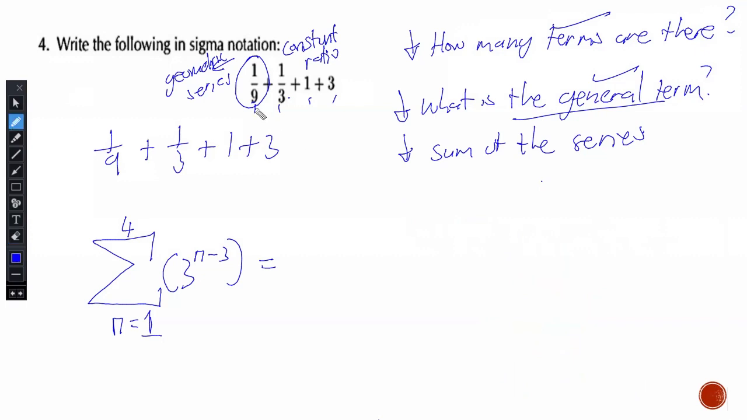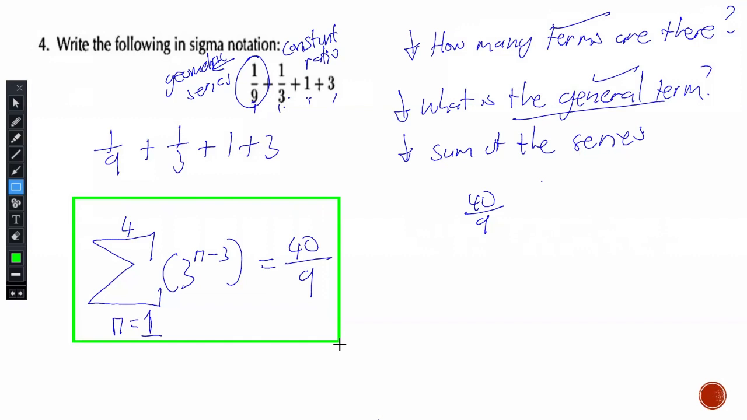In order to get the sum of the series, all you have to do is add all these 4 terms that you are given here. So you will say 1 over 9 plus 1 over 3, then plus 1 plus 3. Then we find our answer as 40 over 9, which we need to take and put it here. Now, just like that, we have represented the sigma notation. Right, so we are done. Now, this is how you represent the sigma notation for a finite series.